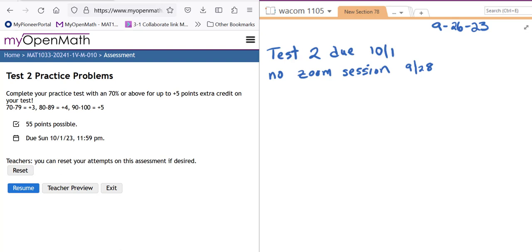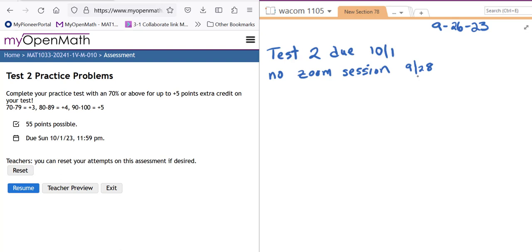So your test will be due October 1st at midnight. I did send the announcement, so you should have that information. And it has 25 questions. You get 90 minutes. We will not have a Zoom session this Thursday. It'll just give you a little more time to get ready or to actually do your test if you want to do it during that time slot.